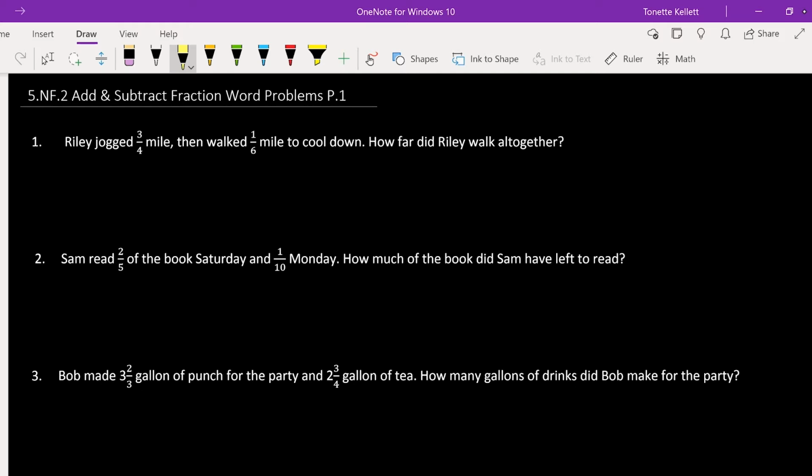This is 5.NF.2, add and subtract fractions in word problems. This is part one. We'll do two sets of these.